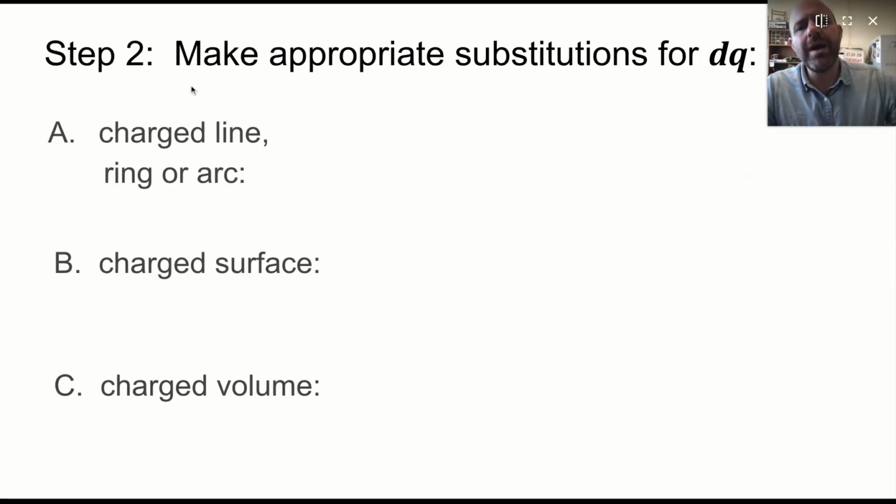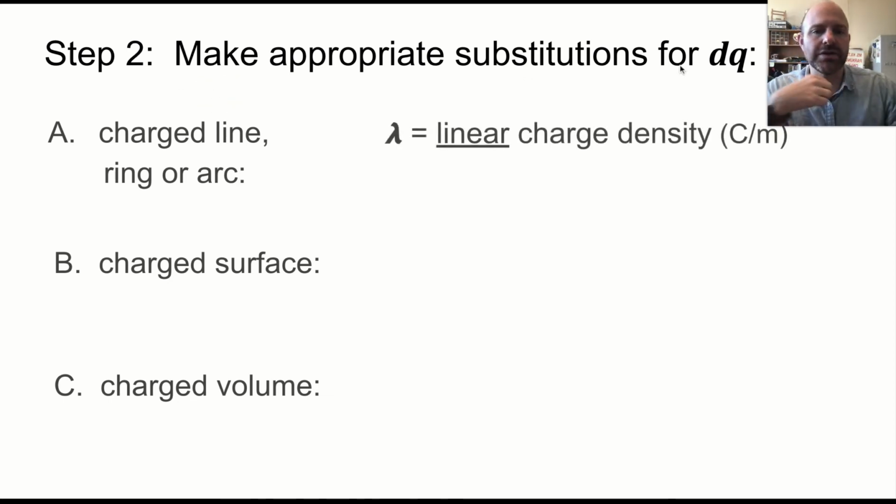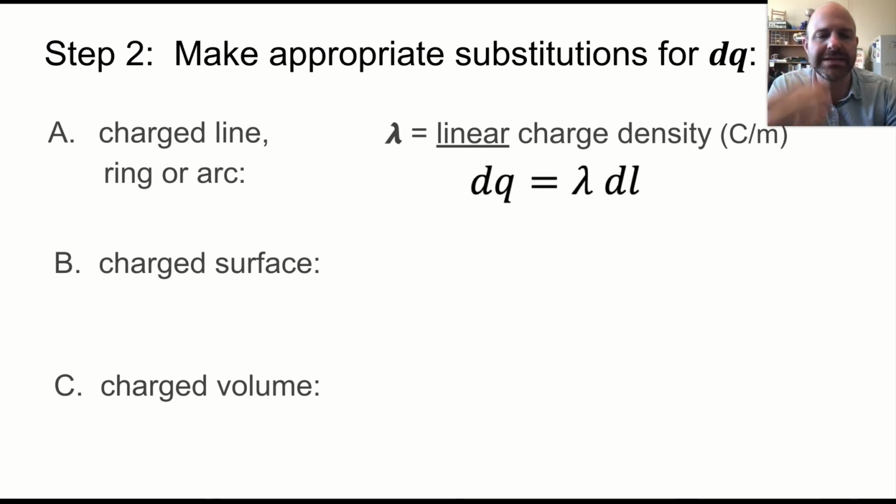So if you have a charged line, ring, or arc, basically something that could be described as a linear arrangement of charge, the linear charge density is lambda, so many coulombs per meter. Then we would say our bit of charge is lambda, that charge density, times a little bit of length, dl. We use dl instead of dx here because it could be in an arc or a circle. So we'll replace that with x or r or r theta or whatever we need as we get there.